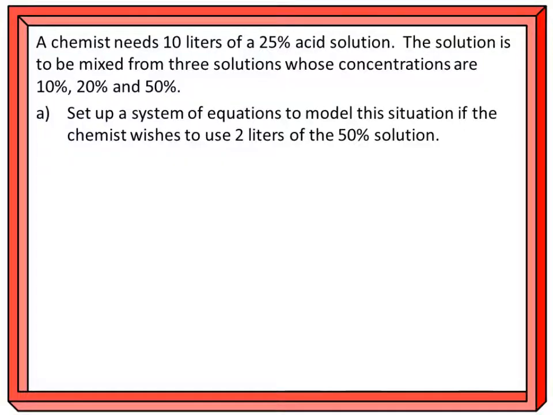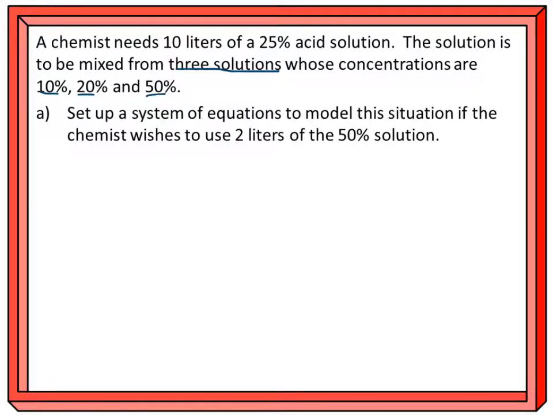A chemist needs 10 liters of a 25% acid solution. The solution is to be mixed from 3 solutions whose concentrations are 10%, 20%, and 50%. So since we have 3 different solutions here, 10%, 20%, and 50%, we have a 3-variable system.